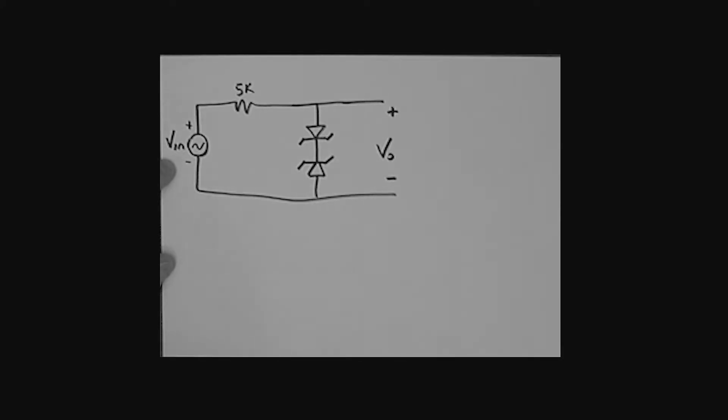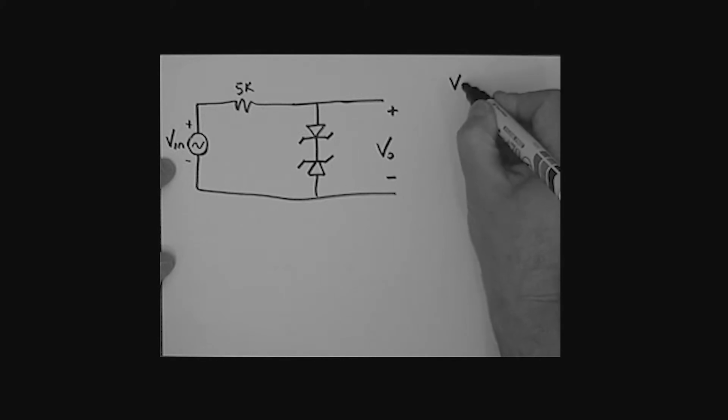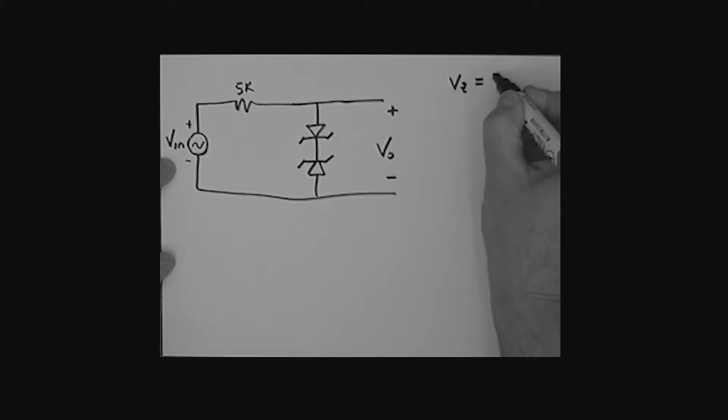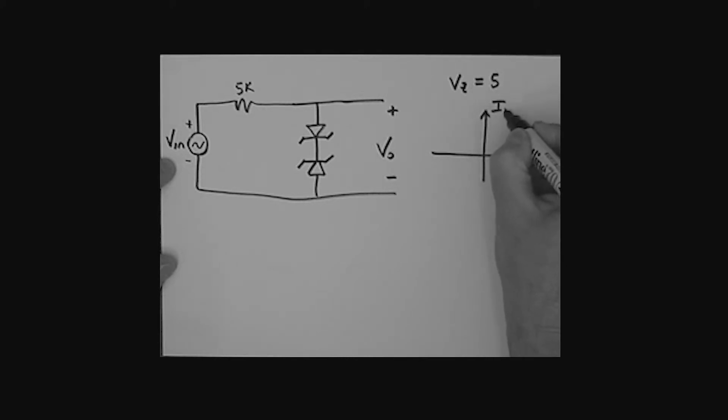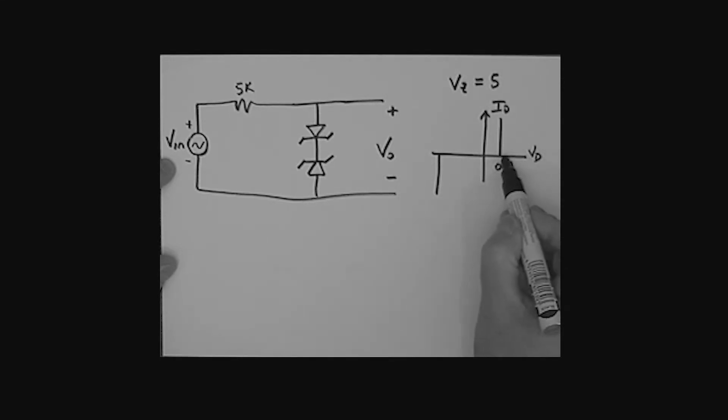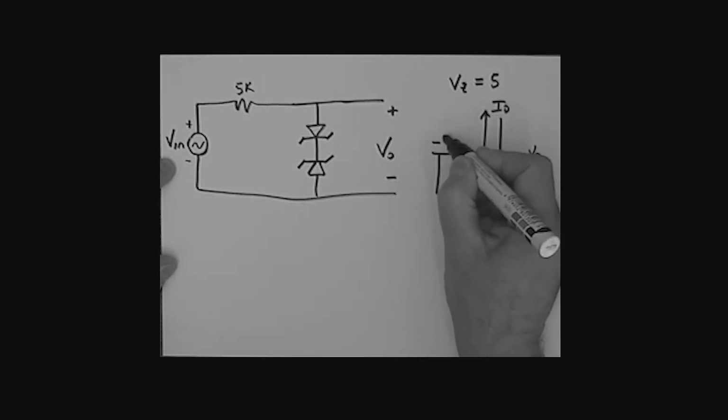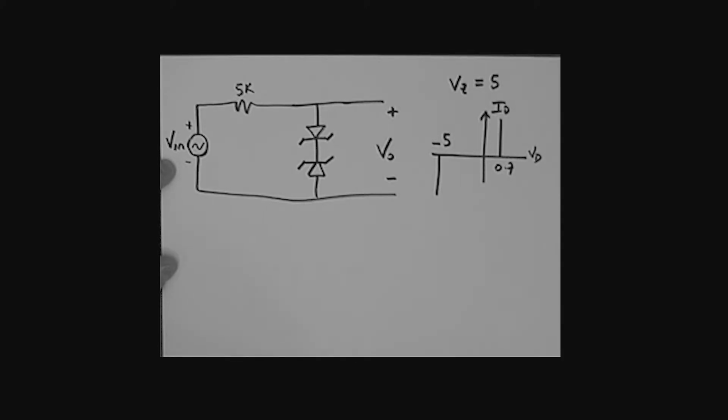Now, in this problem, we're saying that the Zener voltage, Vz, is equal to 5 volts. Remember the characteristic for the Zener. We're saying both Zeners are the same. So the characteristic is a plot of ID versus Vd, 0.7 in the forward direction. And since Vz is given as 5, that is a value of Vd which corresponds to minus 5 volts. So basically this particular circuit will conduct in both directions. It will conduct in both directions.